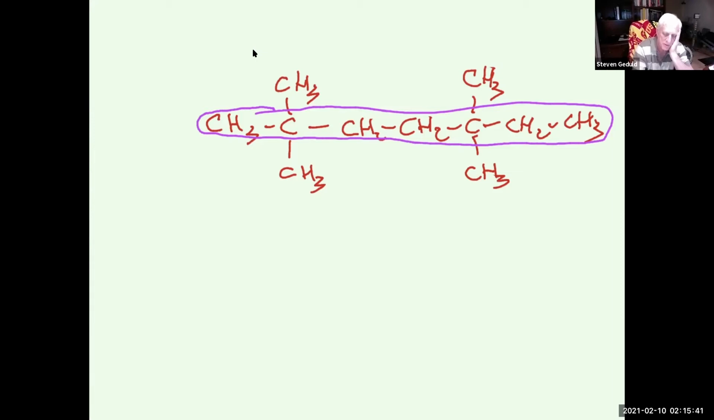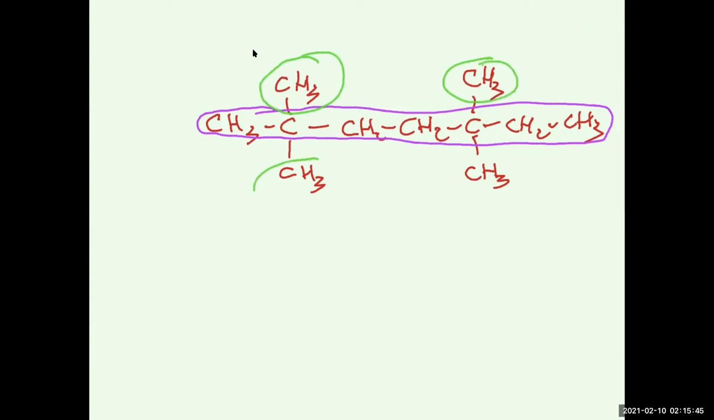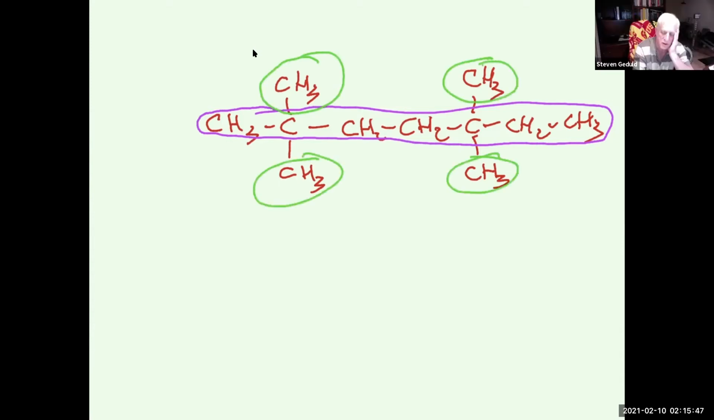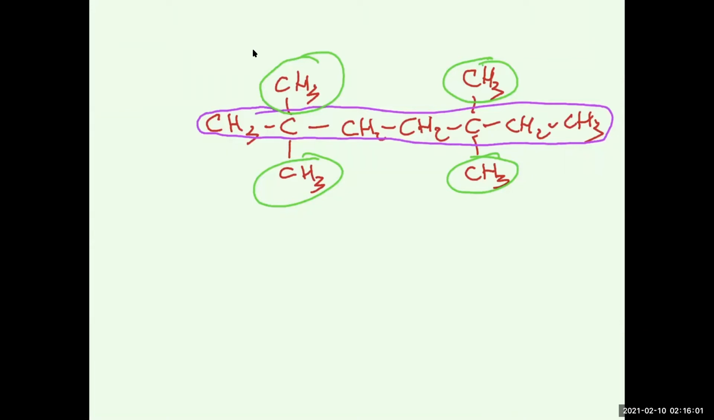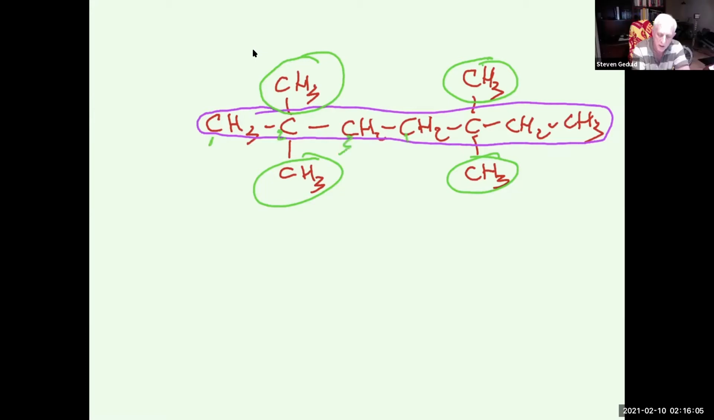Let's use green here. This is a substituent group. This one here, and this one here. Those are hanging off the chain. So if we label it from left to right, the first one comes at number 2. If I label it from right to left, the first one comes at number 3. Which way do we label it? Left to right. 1, 2, 3, 4, 5, 6, 7.